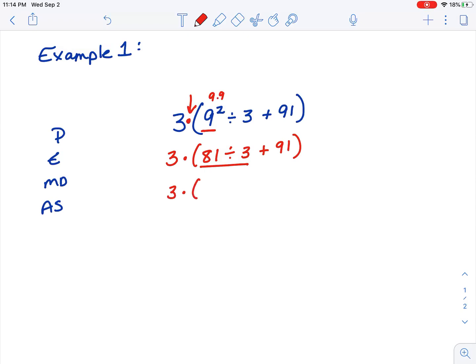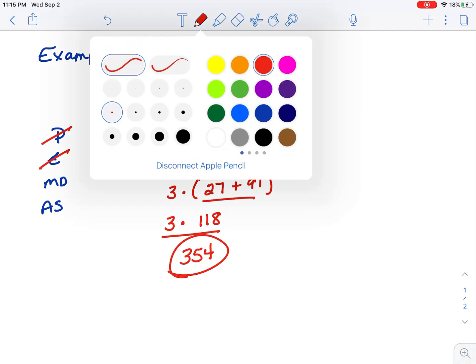Bring down that. 81 divided by 3 is 27 plus 91. Do I still have parentheses? Yes. One last thing to do, I have to add. That's 118. Now I'm done with the parentheses. Do I have any more exponents? No. Do I have any multiplication or division? Yes, I have to multiply 3 times 118. And that's 354.